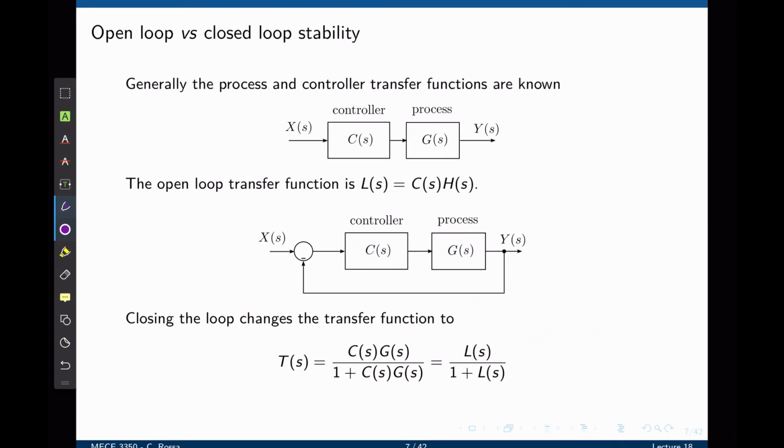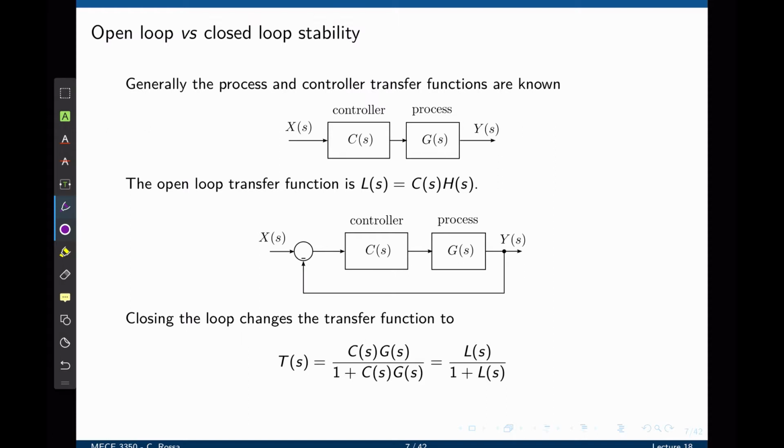Now that the concept of phase and magnitude are clear, we can move on and try to establish the Nyquist stability criterion. To do that, we need to review 3 different concepts before we put them together to derive the Nyquist stability criterion. The first one is the conditions for open and closed loop stability.